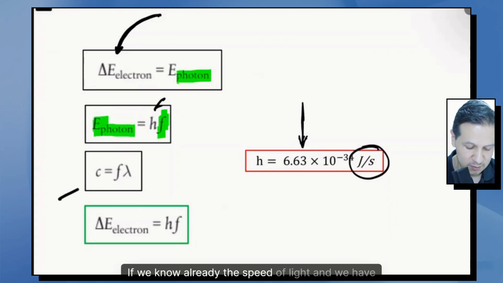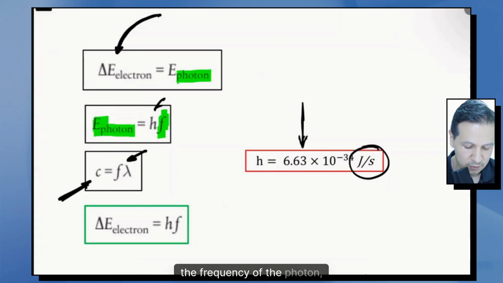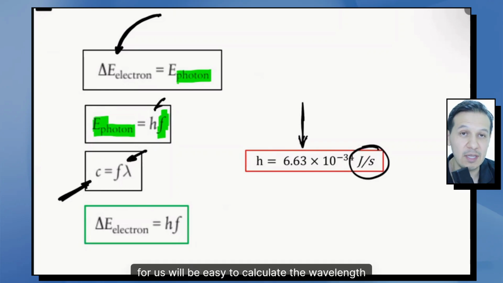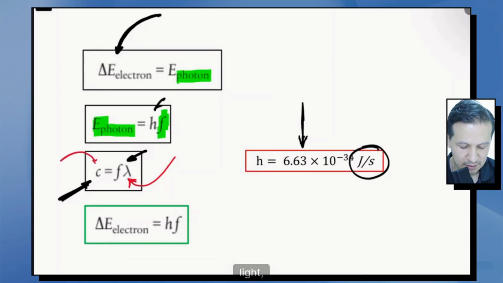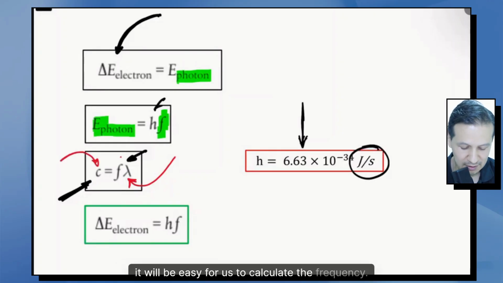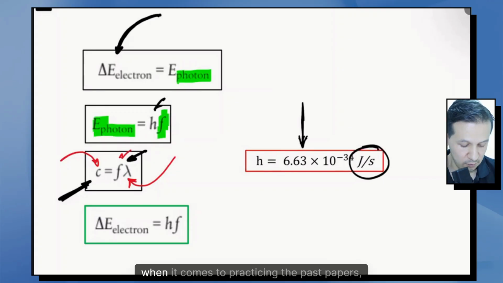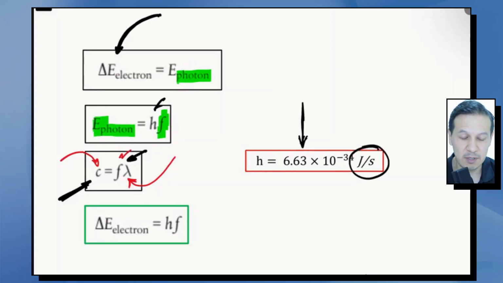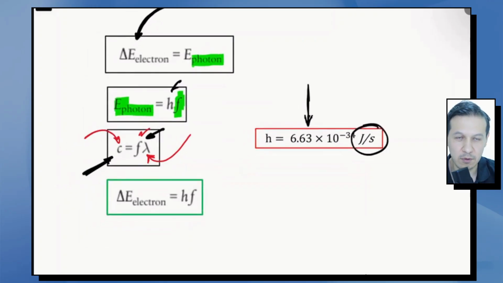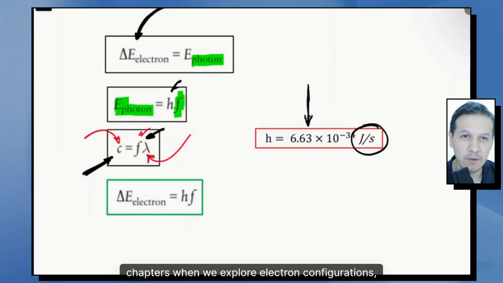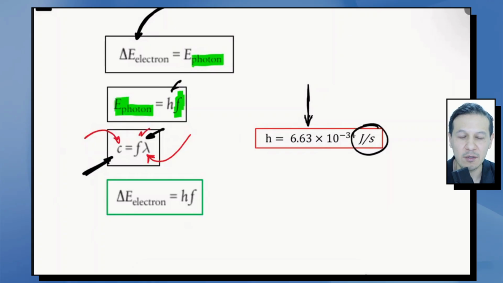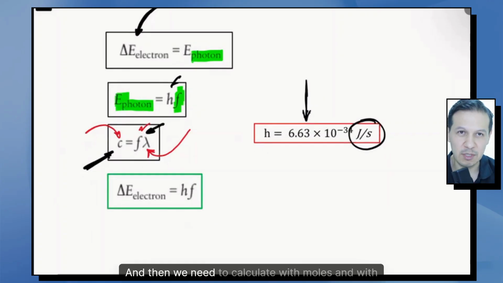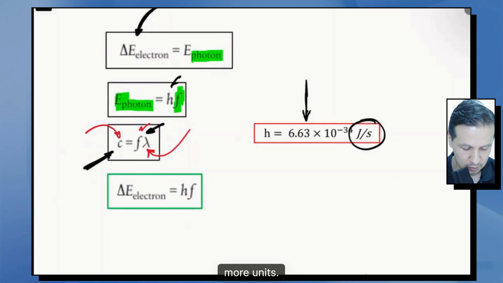If we already know the speed of light and we have the frequency of the photon, it will be easy for us to calculate the wavelength. Same, if we have the wavelength and the speed of light, it will be easy for us to calculate the frequency. We will solve these exercises when we practice past papers, especially at the IB level. So in future chapters, when we explore electron configurations, there will be questions about this particular part, calculating the energy of a particular atom, and then we need to calculate with moles and with more units.